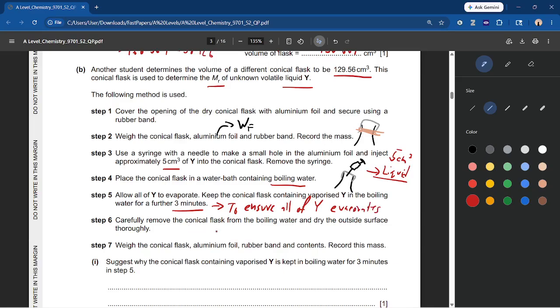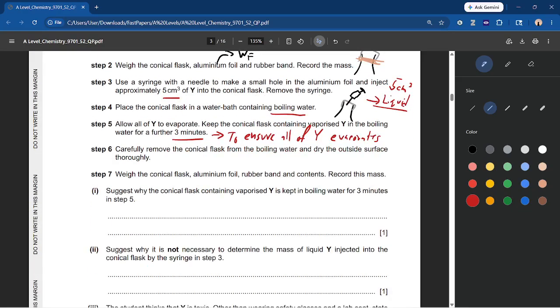And then carefully remove the conical flask from the boiling water and dry the outside surface thoroughly. Weigh the conical flask, aluminum foil, rubber band, and contents. Record this mass. So you want to dry the outside of the surface to prevent excess water, excess H2O, contributing to the mass.